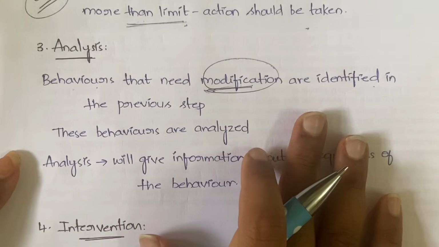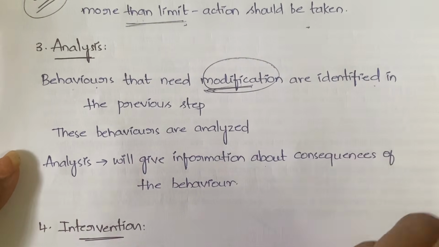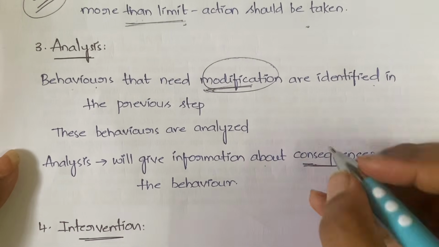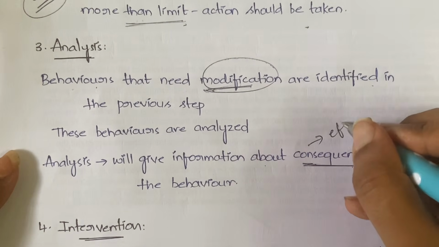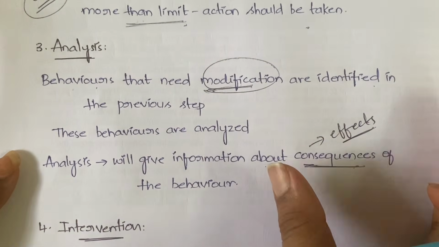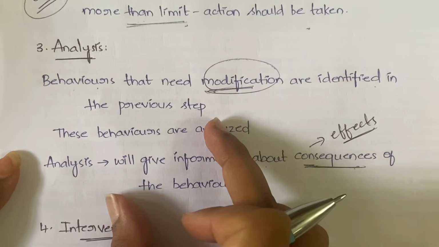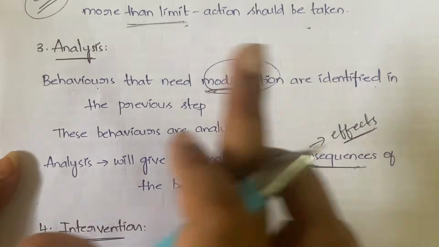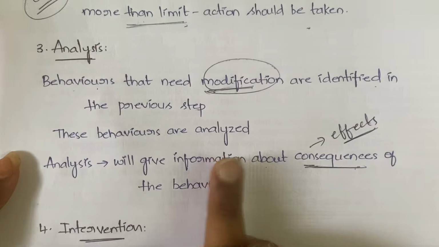Analyzed means you will get the information about the consequences of that particular behavior. Consequences means effects. Because of that behavior, what will happen in the future? What changes will happen in the organization? That is what you get out of the analysis step.